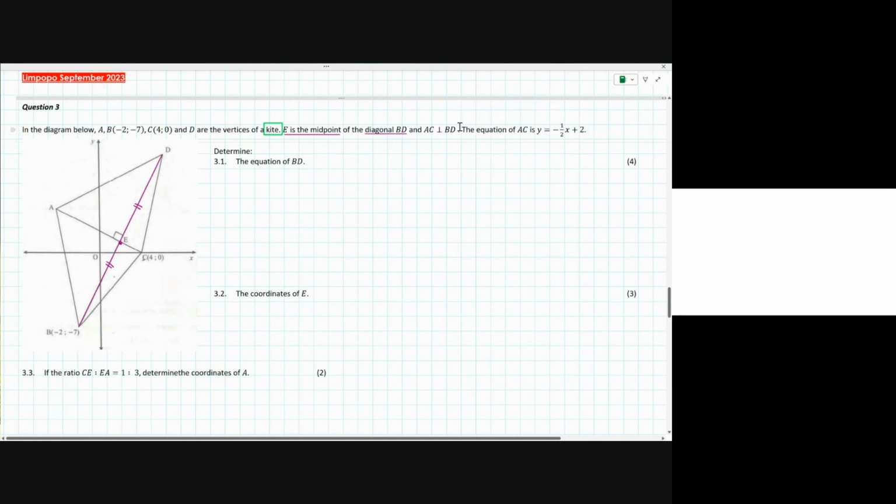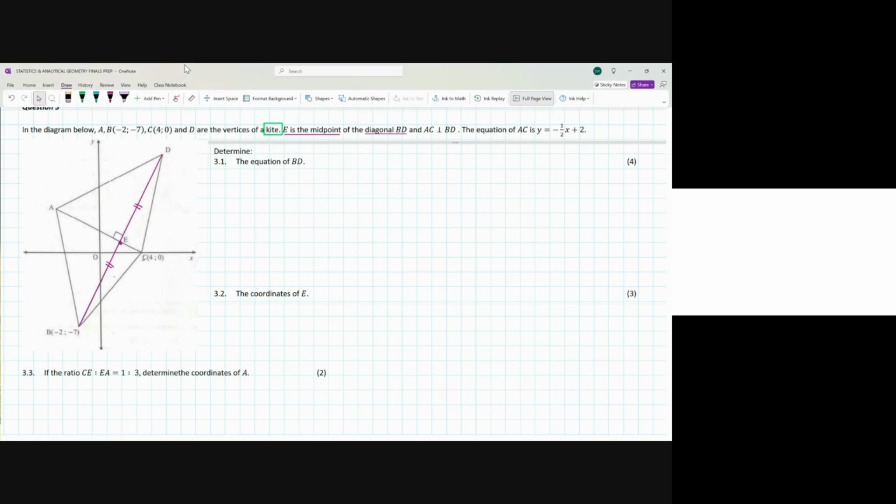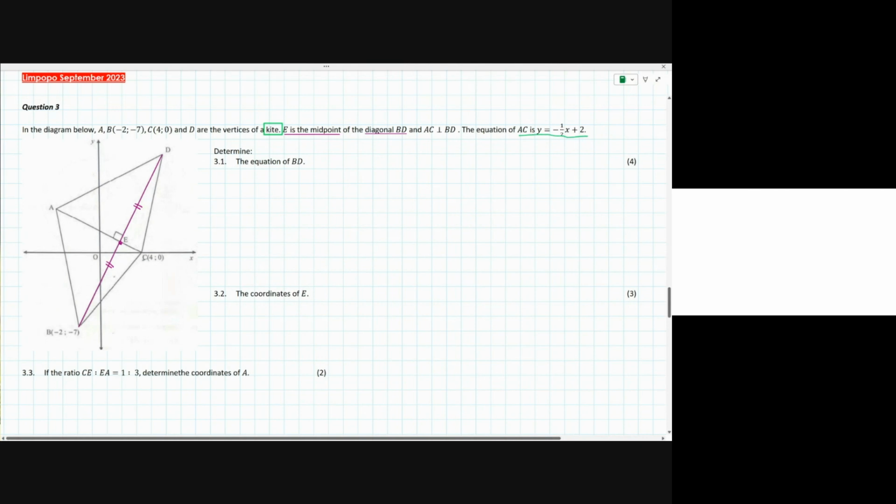It's fun. Right. The equation of AC. So this is the other diagonal in my diagram over here. It is y equals negative a half x plus 2. And here is AC. Okay, that is the information we've been given. First question says determine the length of BD. It doesn't say that. It actually says determine the equation of BD. Helps if you can read the question. Alrighty, so equation of BD.